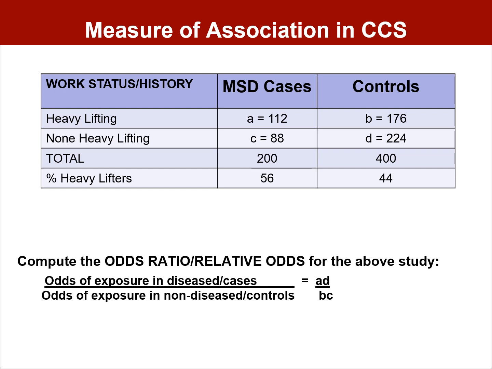So just make sure if in an exam or a test you're asked to create a 2x2 contingency table, regardless of how you set up your cases and your exposure, just make sure that you know what each cell stands for. You know your A, you know your B, you know your C, you know your D. Otherwise, you might get this wrong.